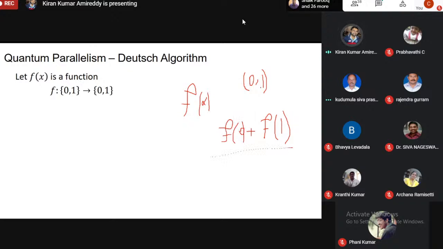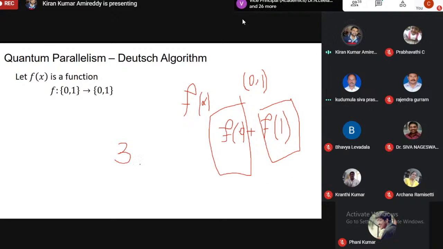So if we want to perform this operation in our classical computing, we'll take first the given function and define it in the domain 0 and 1. Then we'll first evaluate f of 0, then we'll take f of 1. In the next step, we'll take f of 0 plus f of 1. It will take a minimum of 3 steps: first f of 0, then f of 1, then the addition of f of 0 and f of 1. These 3 steps.